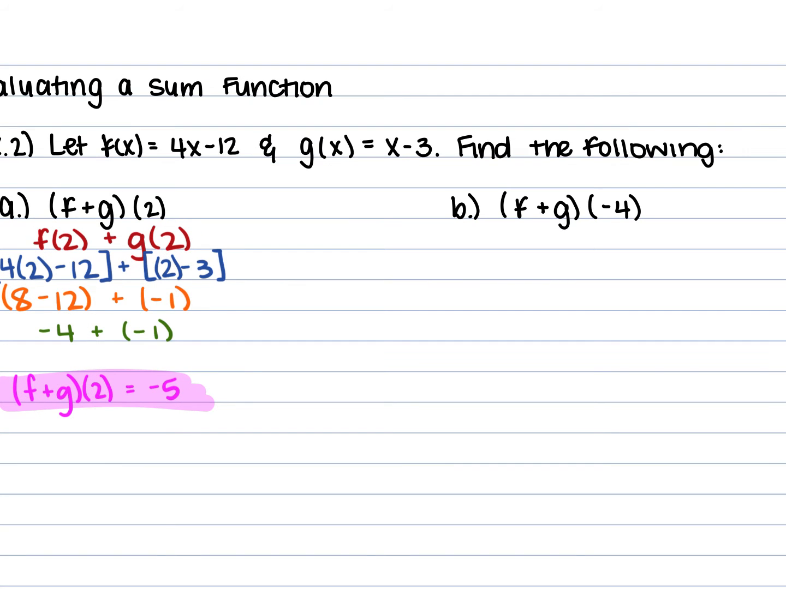For example B, we have f plus g of negative 4. So again, we're just going to take f, plug in the negative 4 wherever we see the x, and then we'll take g, plug in the negative 4 wherever we see the x, simplify both of those expressions, and then add them. So f of negative 4, we're going to have 4 times negative 4 minus 12. G of negative 4, we're going to have negative 4 minus 3.